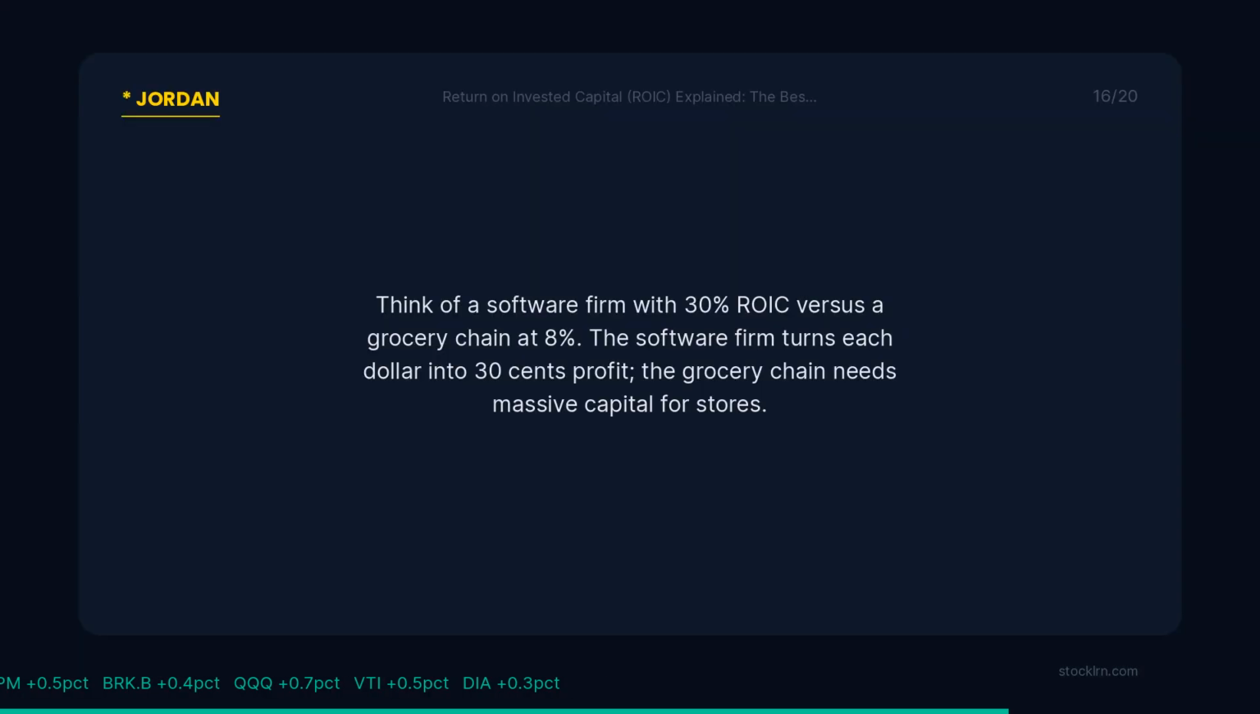Think of a software firm with 30% ROIC versus a grocery chain at 8%. The software firm turns each dollar into 30 cents profit. The grocery chain needs massive capital for stores.